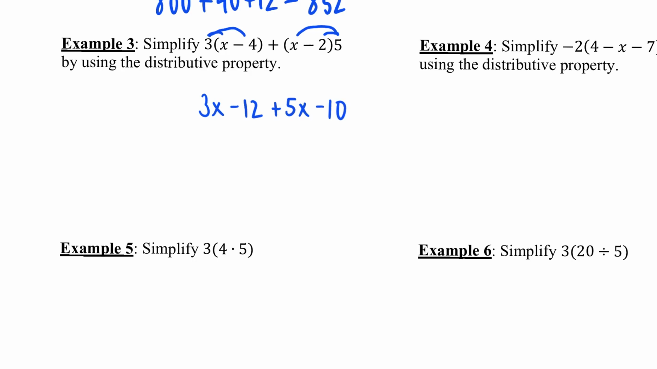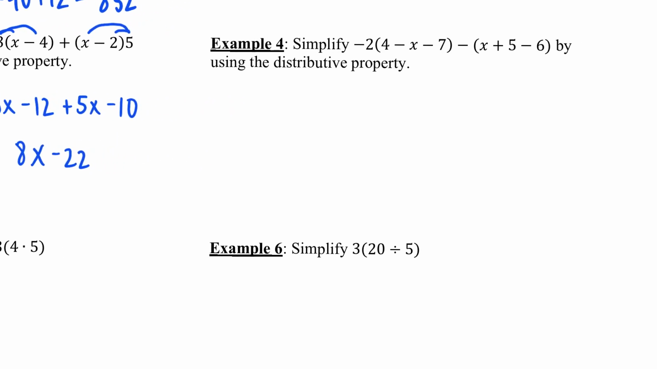And now what we're going to do is combine like terms. You guys should have talked about this last year, but anything that's the same type of number, we're going to combine those. So 3x plus 5x would be 8x, and then negative 12 minus 10 would be minus 22. Okay, how about this one?